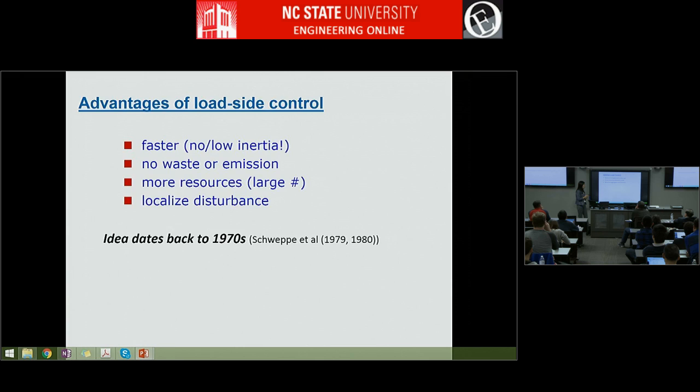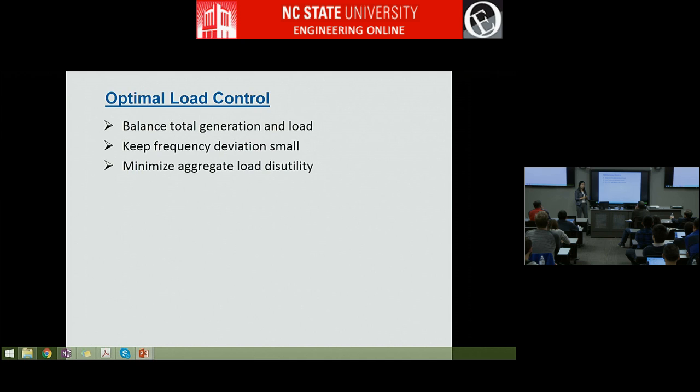So let's look at the question: what do we want to achieve? We want to control the load. The objective is, first, definitely to guarantee the generation and load balance. The other two: I want to keep the frequency deviation small in order to improve the system's reliability. I want to minimize the aggregated load disutility, because here I ask people to coordinate, so I want to minimize the disutility from the users.